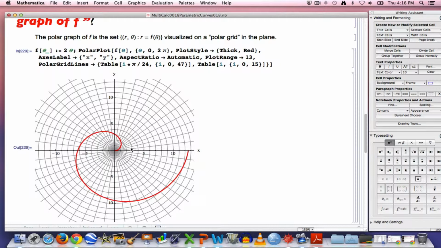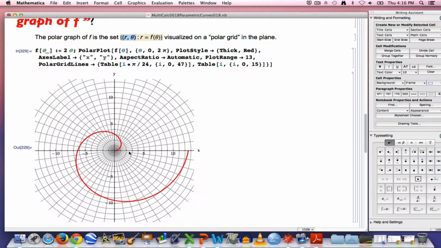How'd that happen? Well, here's the key. You are visualizing these points as polar coordinates of points in the plane when you've got this polar grid. So every point on this graph, this red graph that you see here, has an r coordinate, a distance to the origin, that equals f of the theta coordinate, which is the angle that the ray from the origin through the point makes with the positive x-axis.